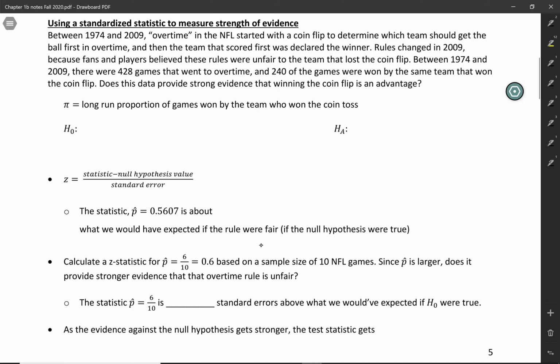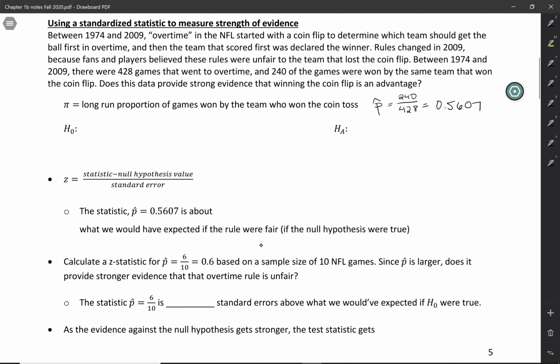So the parameter is going to be the long-run proportion of games won by the team who won the coin toss, right? What would happen if the NFL played with this rule forever and ever? What would the proportion be? The sample proportion that we're going to use to estimate that is our p hat, and that's going to be 240 out of 428, which is 0.5607.